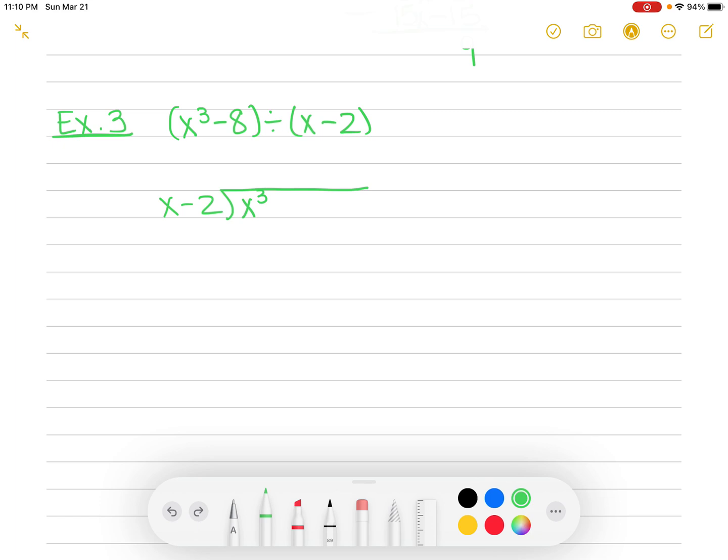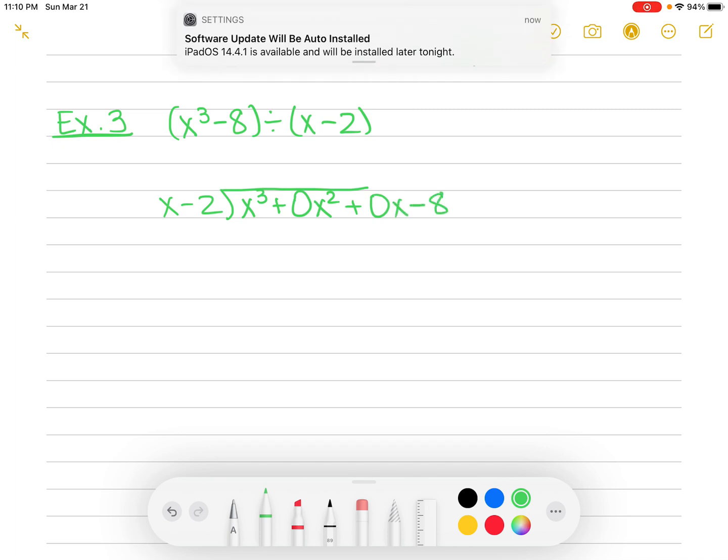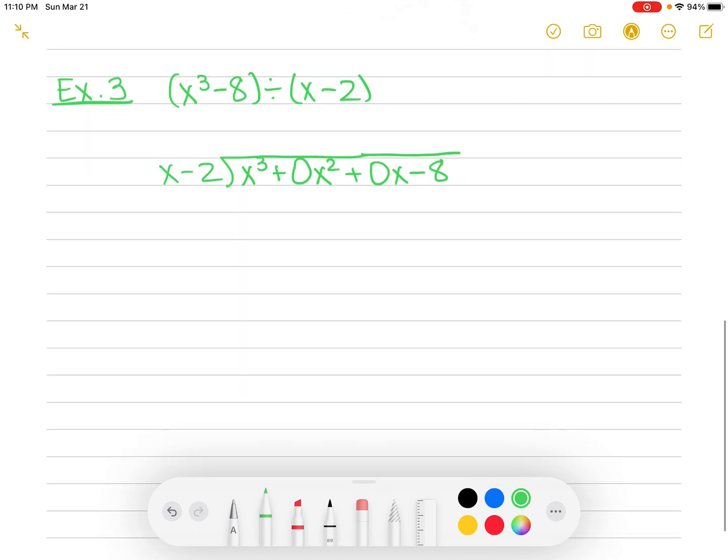We can't do division like that. So what I need to do is add in an x squared and an x. I don't have any x squares, so I want to say I have 0 x squares, and I have 0 x's, and then I have 8. Now I can do the division. I just added in zeros. Now you can try this one on your own, so go ahead and hit pause and try it, and then we'll come back and do it together.